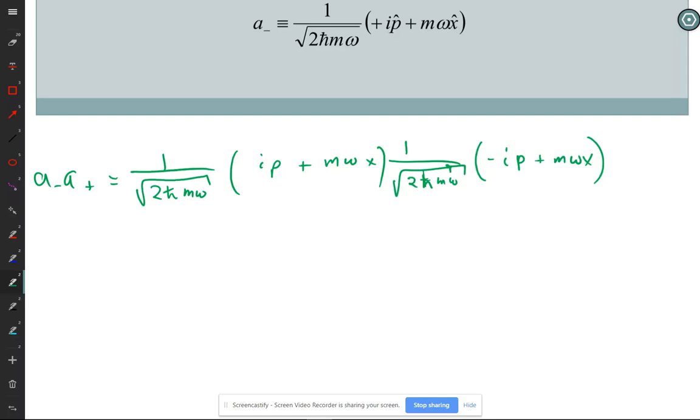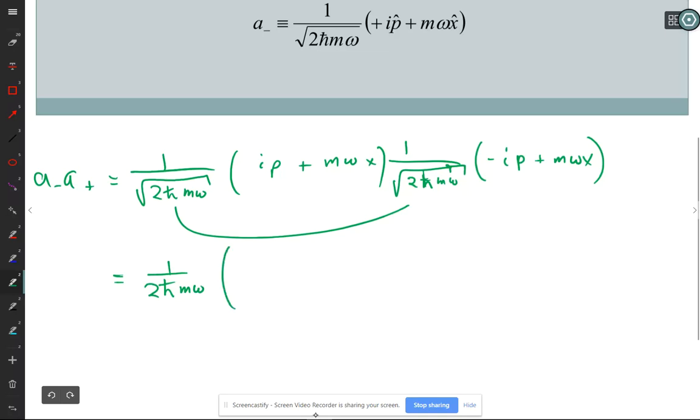Okay, so here's what we would have if it wasn't an operator. So now when we multiply, of course, these 2 terms combine to give me 1 over 2 H bar M omega. And then when I do the multiplication, IP times minus IP is minus I squared P squared. Minus I squared is plus 1, so that's P squared. And then I'm going to have this times this is plus I P M omega X. This times this is minus M omega X I P. And then the last one's plus M squared omega squared X squared.